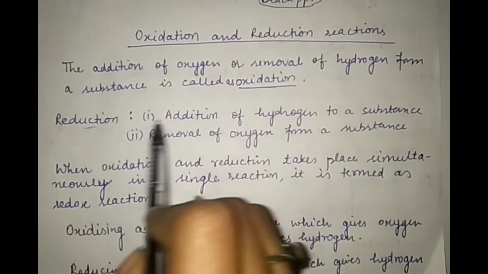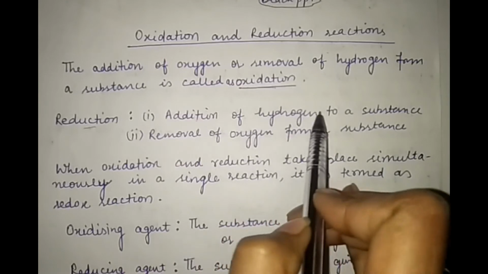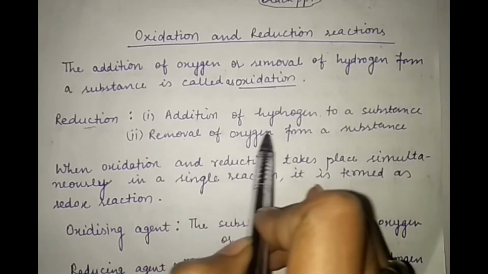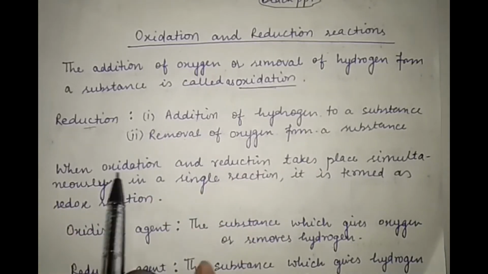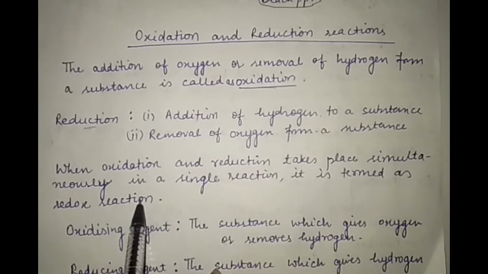Whereas what is reduction? Addition of hydrogen to a substance or removal of oxygen from a substance is termed as reduction. Whenever oxidation and reduction take place simultaneously in a single reaction, it is termed as a redox reaction. So redox reactions are those where oxidation and reduction are taking place simultaneously. They occur in a single reaction.